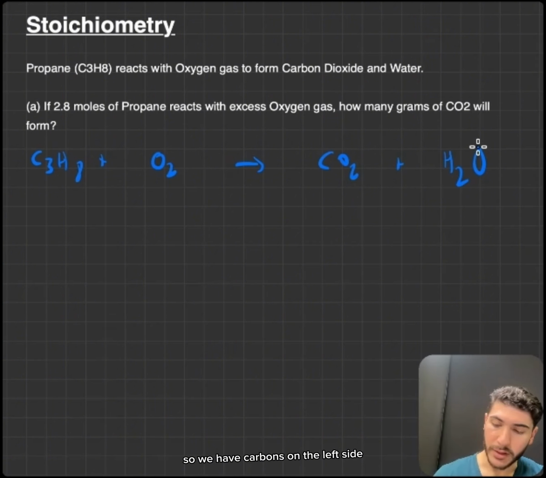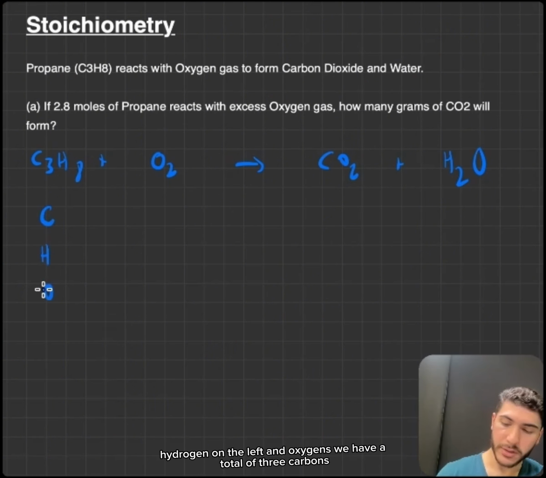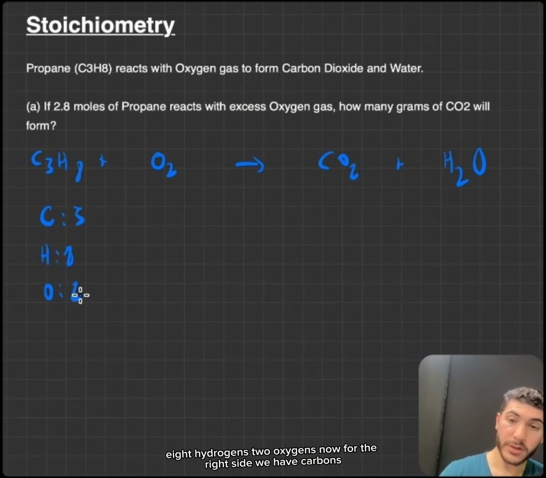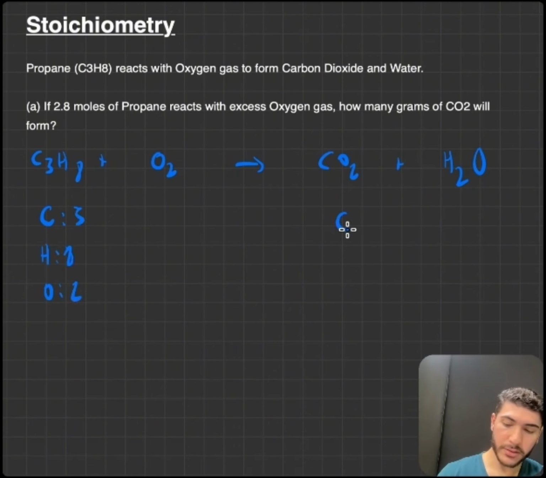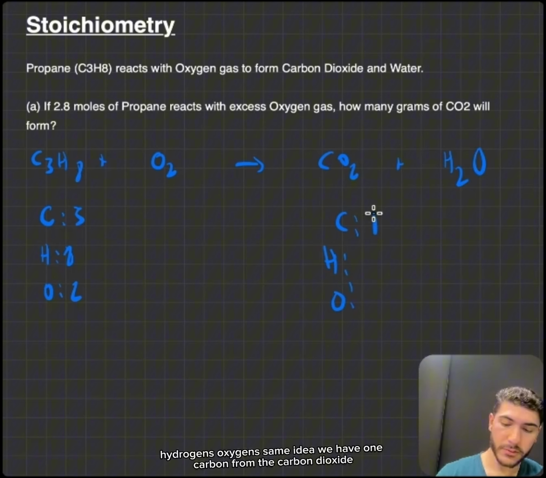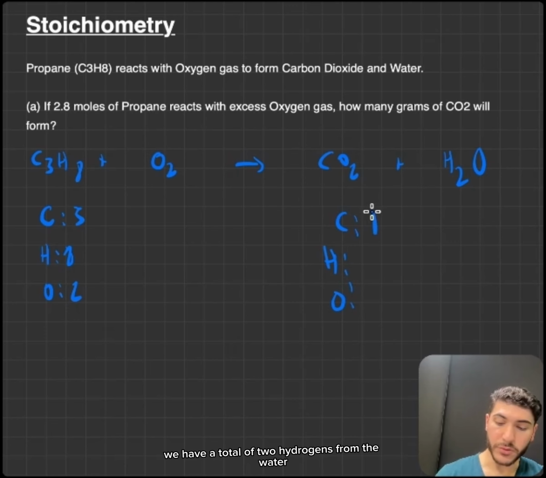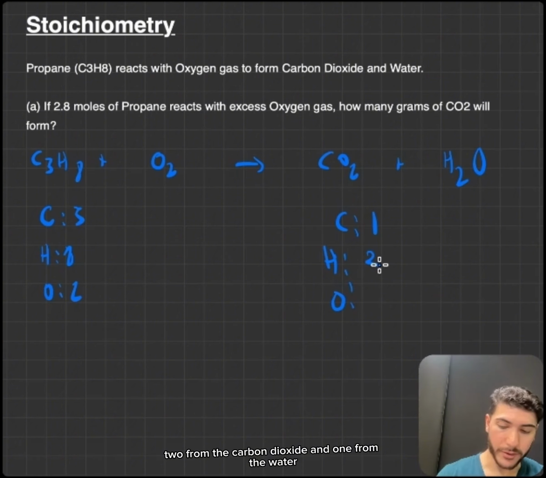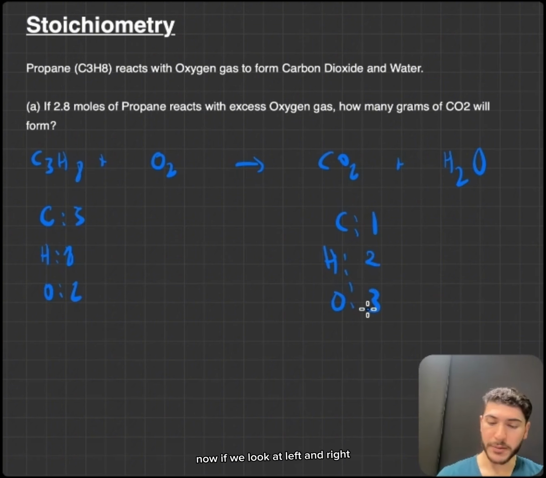So we have carbons, hydrogens, and oxygens on the left side. We have a total of 3 carbons, 8 hydrogens, 2 oxygens. Now for the right side, same idea. We have 1 carbon from the carbon dioxide. We have a total of 2 hydrogens from the water. And for the oxygens, it's going to be 3: 2 from the carbon dioxide and 1 from the water. Now, if we look at left and right, we see that they're not equal to one another.